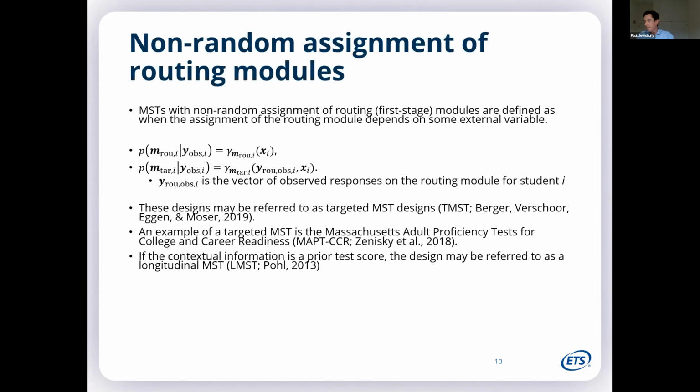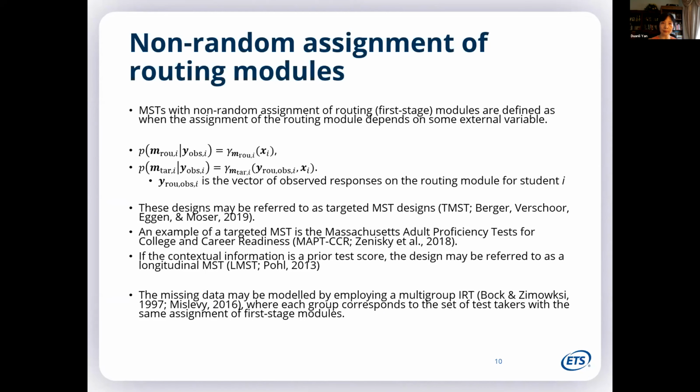So these designs are talked about with other names in the literature, so they may be referred to as targeted MST designs. An example of a targeted MST is the MAPT CCR that April talked about. And finally, if the contextual information is a prior test score, the design may be referred to as a longitudinal MST. But for the purpose of missing data, we don't need to make a distinction.